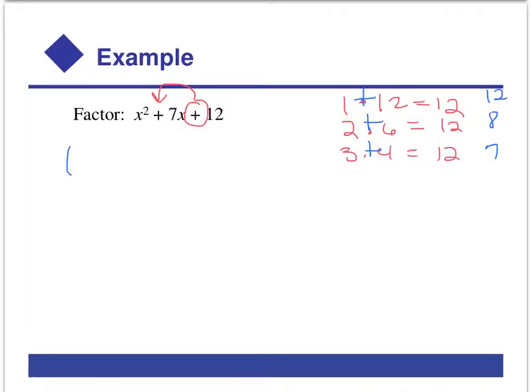So if I take an x and I put it here, and it's plus, I'm going to open up another set of parentheses, an x and a plus, and then I'm just going to take those two terms that we found, which was a 3 and a 4, and that closes out our set of parentheses. And if we FOIL those back, they will give us the x squared plus 7x plus 12. Remember, we FOIL. So what we really did was a quick version of unFOIL.